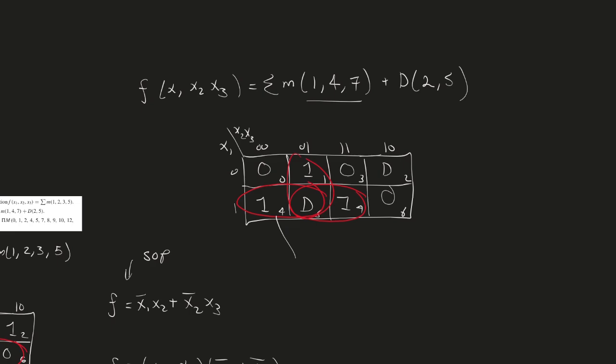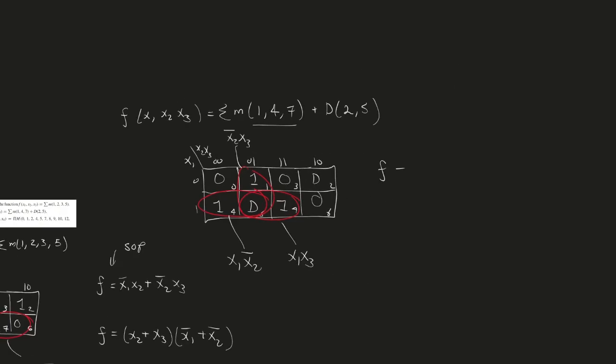So this one, x1 doesn't change, and x2 doesn't change. But x2 is represented by 0, so we knot it. x1 doesn't change, x3 doesn't change. And this one, x1 changes, but x2 doesn't change, and x3 doesn't change. So our output would be x1 x2 naught plus x2 naught x3 plus x1 x3. Now remember, this is for sum of products. Now we have to do one for product of sums. So we instead circle the zeros.